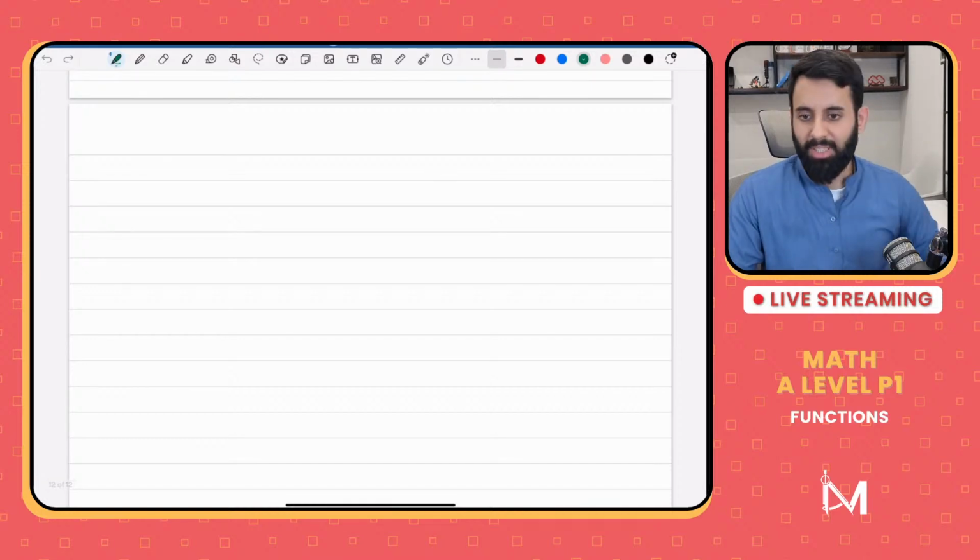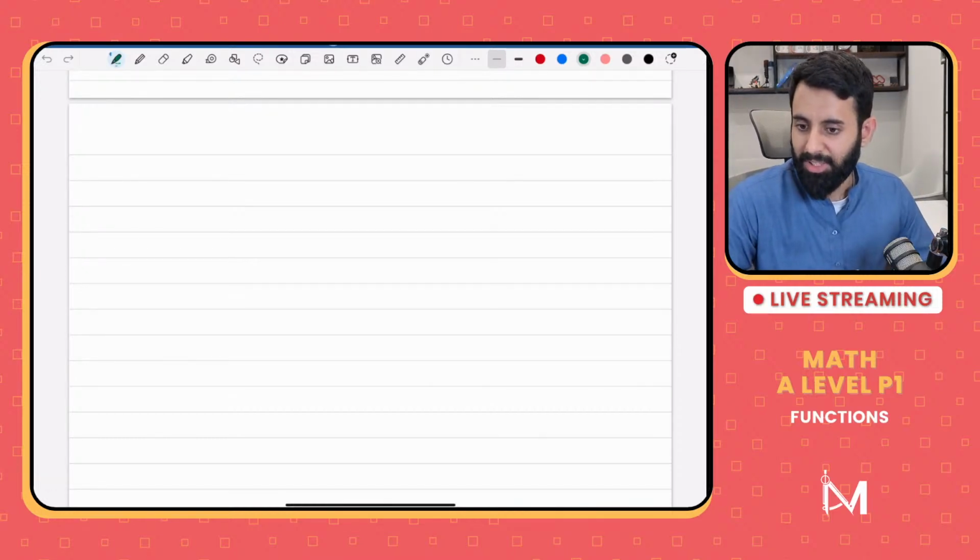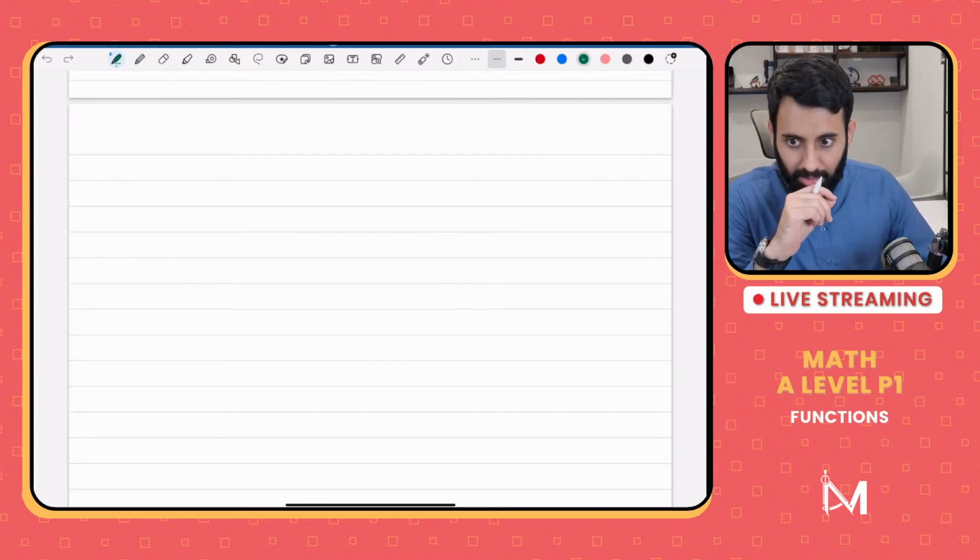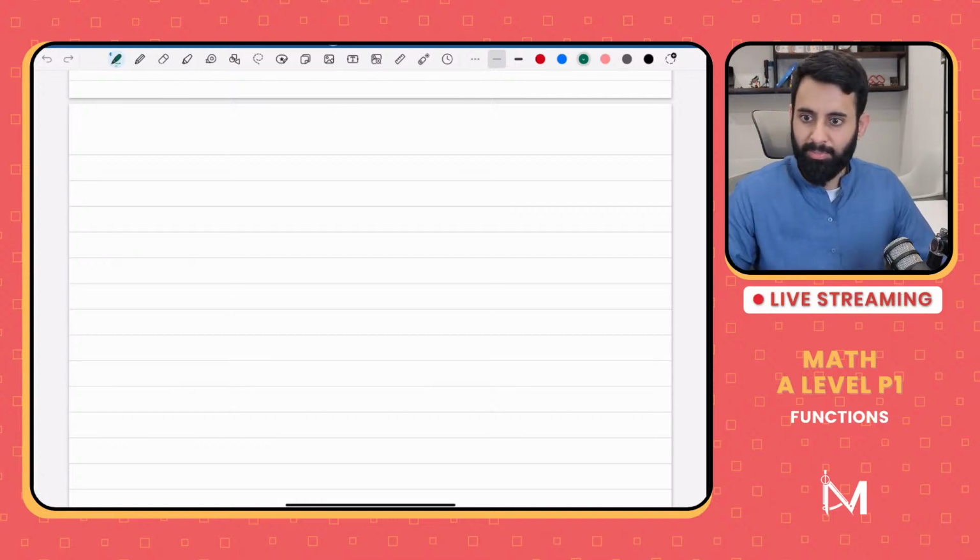Okay, so let's start. Now today in the last function stream, as you guys can see, this is part 2. In the last stream of functions, we covered domain and range. So I did a handful of questions of domain and range. Today inshallah we will do composite function. We're going to do a bit of concept and a bit of past paper questions as well. Okay? So let's start.